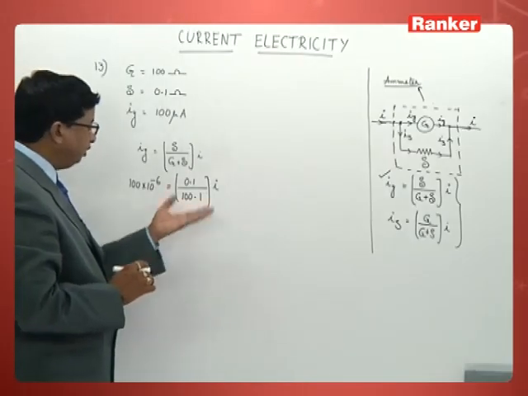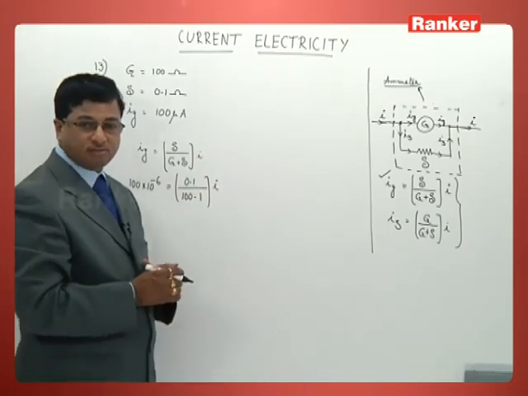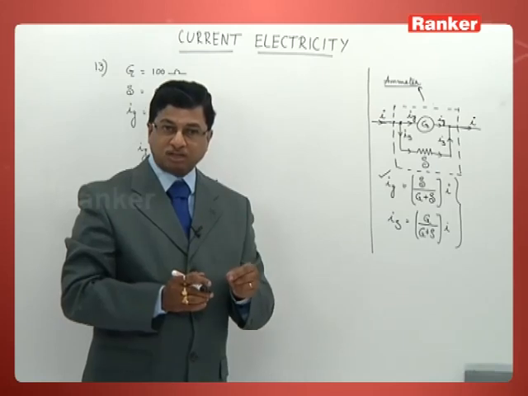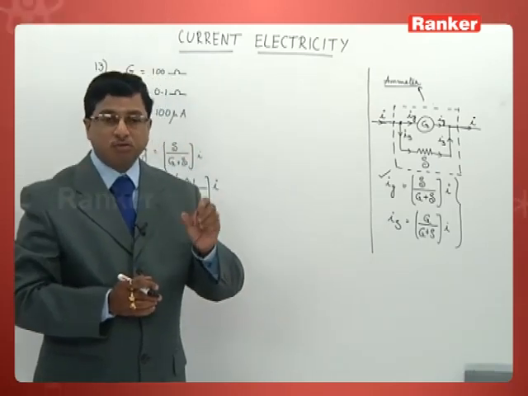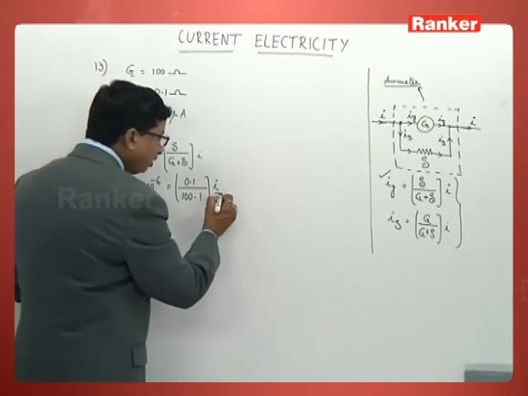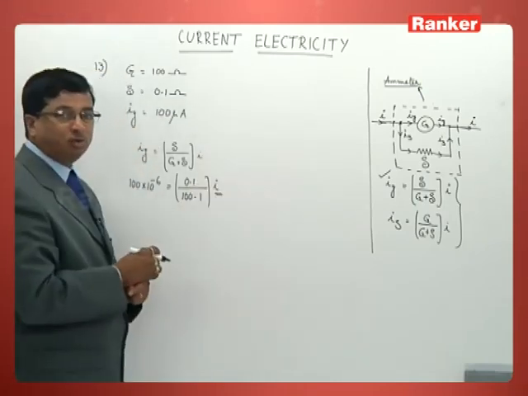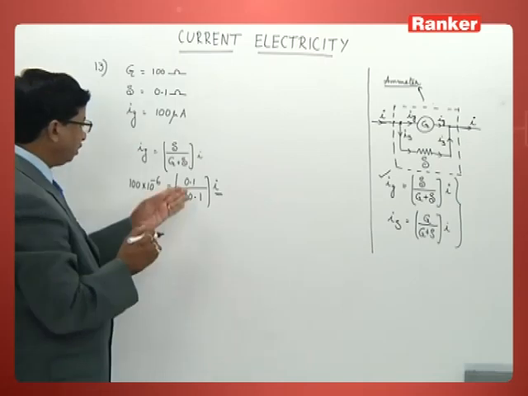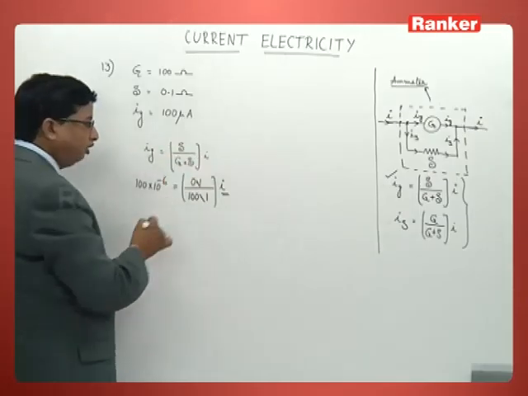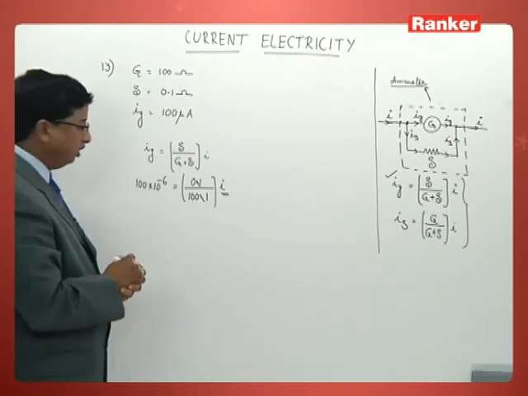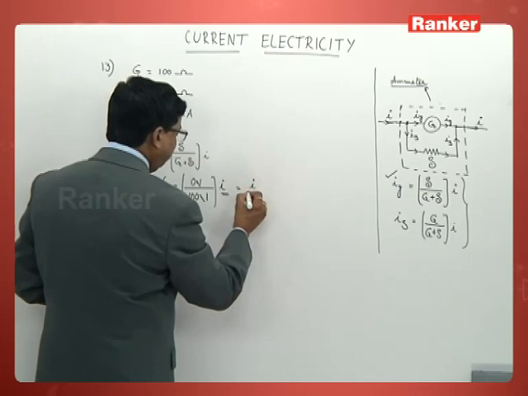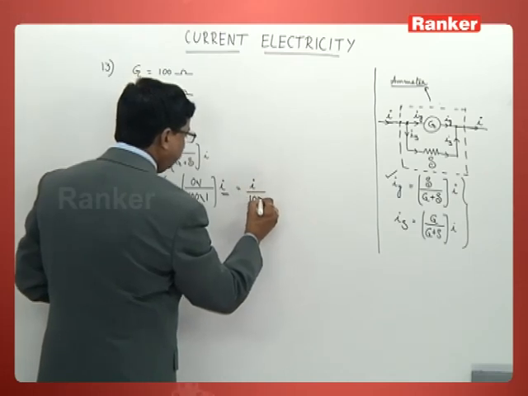And what is the question he is asking? You can easily guess. Find the current in the circuit so that the ammeter shows maximum deflection. So that means he is asking you to calculate the maximum current. So what can we write now? This decimal and this decimal, you cancel them first. Then what can we write here? This can be written as I by 1001.